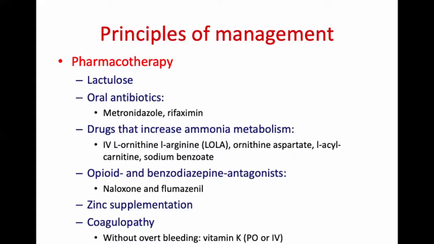Then, if the patient has been on opioids and benzodiazepines, which has precipitated it, we can use antagonists. And even otherwise, sometimes we can use these antagonists to see if it helps, because sometimes the neurotransmission can be corrected to some extent. Zinc supplementation. And if there's coagulopathy, without overbleeding, we give vitamin K. We give it orally or IV. We don't give it intramuscularly because of the intramuscular bleeding that can happen. If there's overbleeding, we have to give fresh frozen plasma.